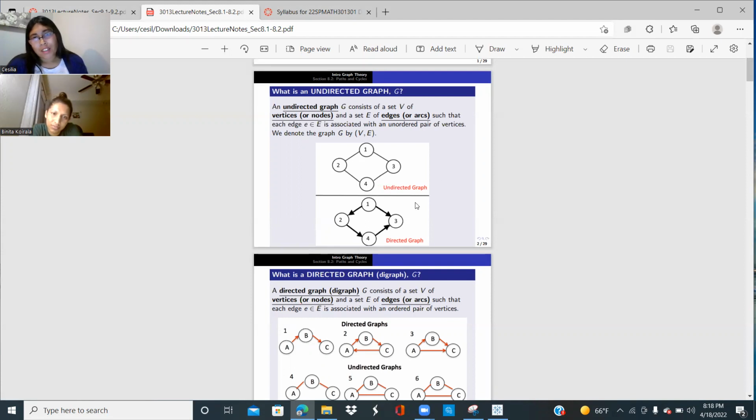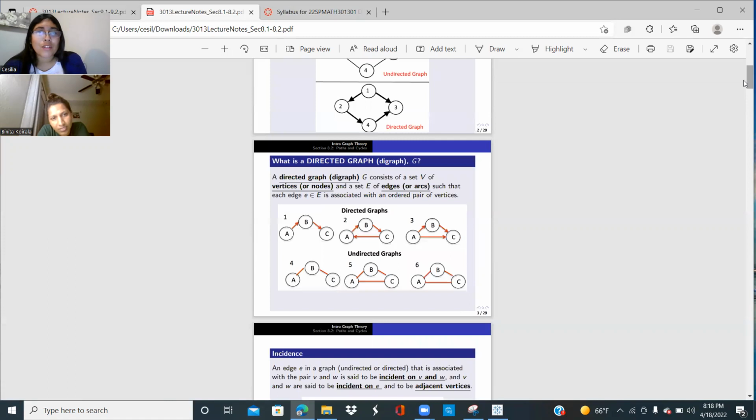So this is undirected and this one's directed. I'm guessing because it doesn't have the arrows, and this one does. So directed, undirected. Okay, so going back to the graphs from up here. A directed graph of G consists of a set V of vertices or nodes, basically reiterating from this slide. So the directed graphs are the ones that have the arrows, and these are undirected since they don't have arrows.